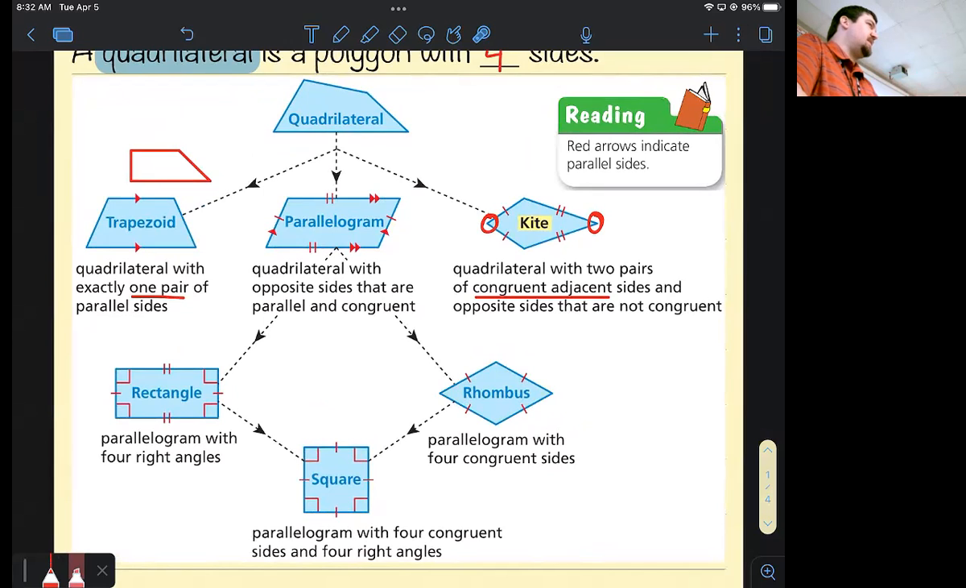I'm assuming the kite's probably the only new one for you guys. The rest of them you've seen. Maybe you didn't know the exact definition of them.